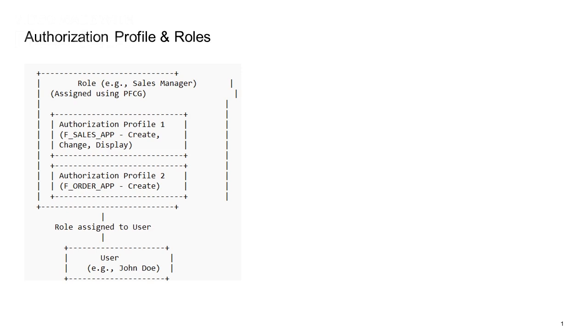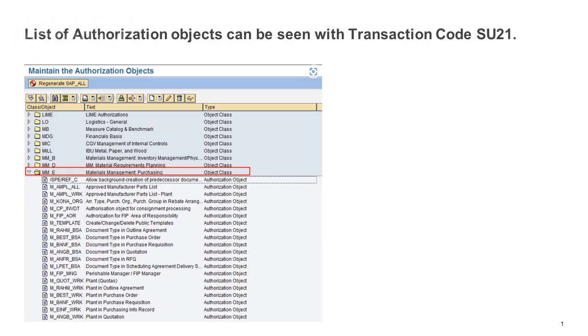Next, authorization profiles come into play. These profiles define the specific permissions for each task within the role. They grant access to specific authorization objects and the permissions tied to them. For instance, authorization profile 1, like F_SALES_APP, might allow the user to create, change, and display sales-related data. Similarly, authorization profile 2 could grant the user the ability to create orders using F_ORDER_APP. You can view a list of authorization objects using transaction code SU21 in the SAP system.